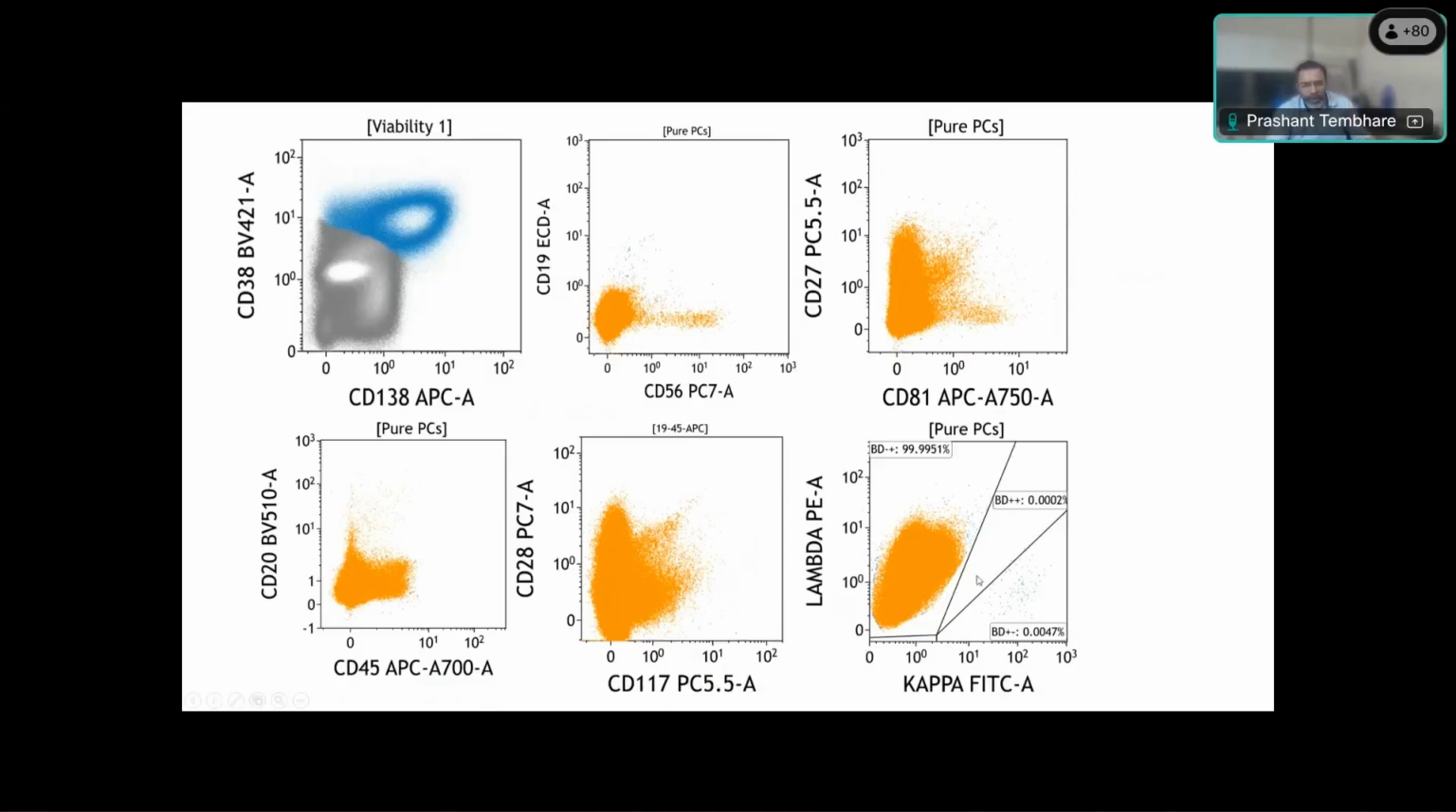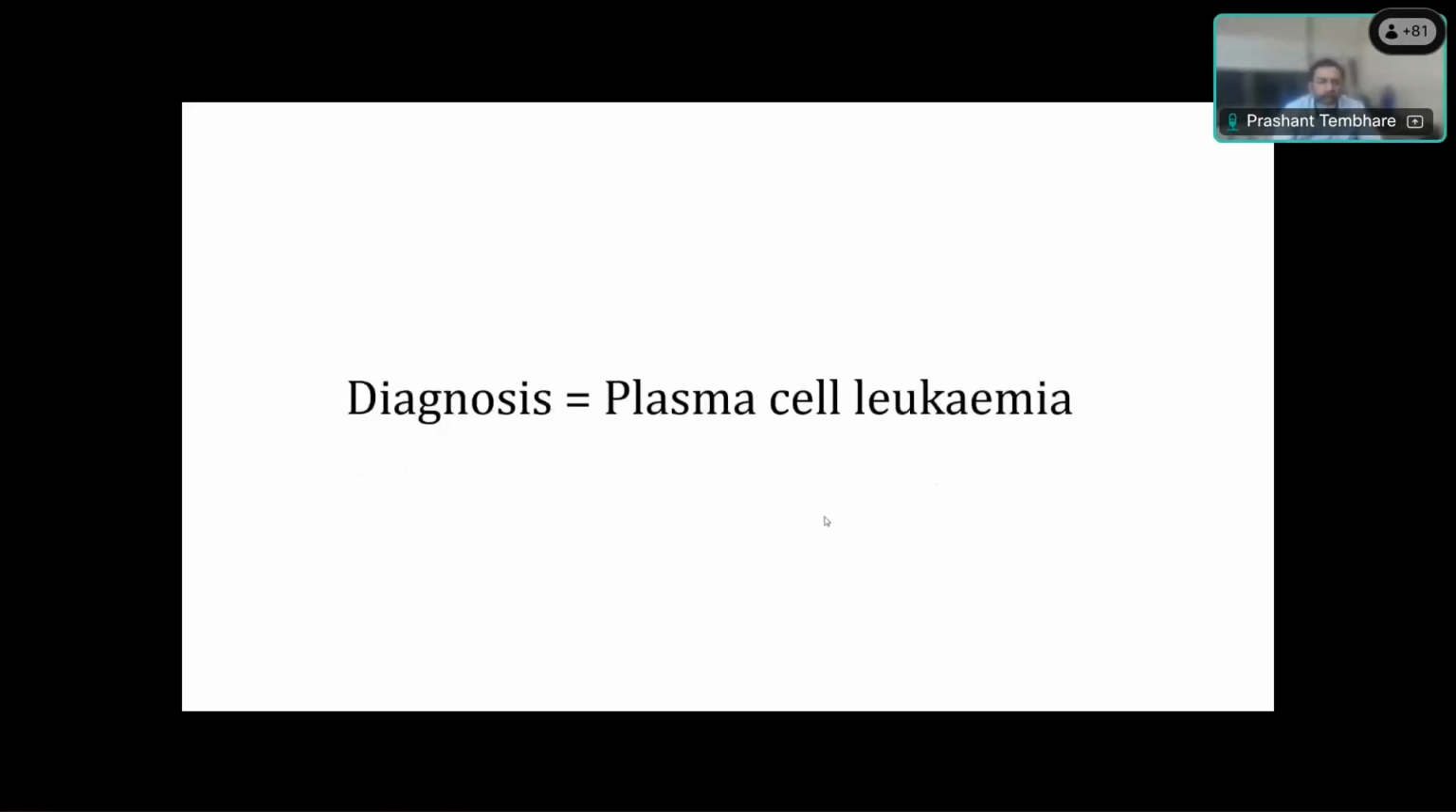Because there were thousands of plasma cells present in the sample, with a high count and 40% plasma cells, we do not usually account for this when we add the antibody. Usually the antibody is not titrated for such a large number of plasma cells in the sample. So in such cases, you can see some down-regulation because of inadequate antibody in your panel. So the diagnosis was plasma cell leukemia.